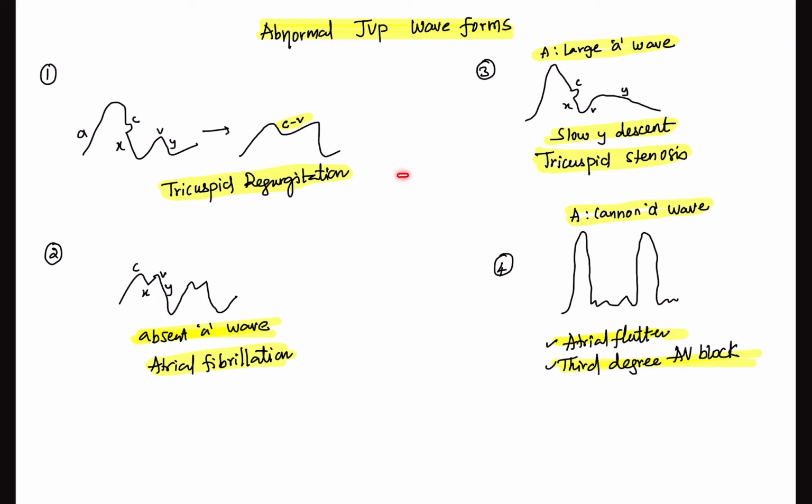One more problem with tricuspid stenosis is, at the time of atrial systole, when the atrium is contracting, some blood is entering into the SVC, producing venous distension and an A wave.